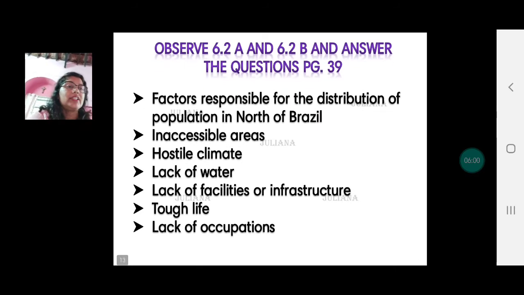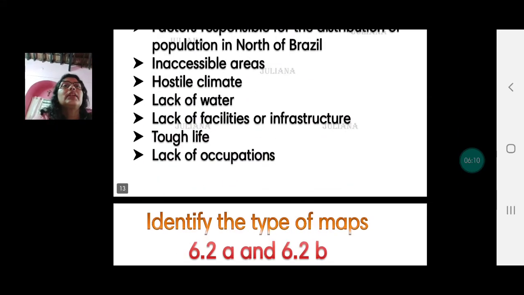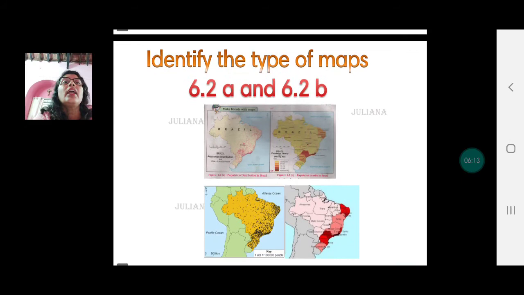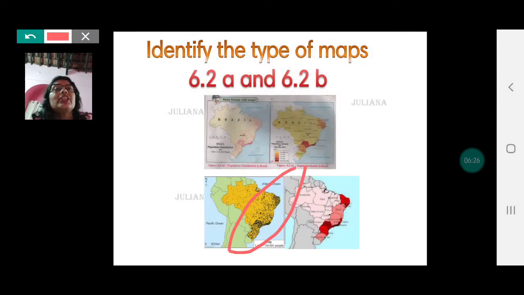Now we come to the activity on page number 39. There are two maps given, 6.2a and 6.2b, and there are a few questions which we need to answer. I'll come back to this later. Now the question is, in which area is population greatly concentrated? We have just seen that in case of Brazil, most of the population is concentrated here, that is in the southeastern region of Brazil, not India, sorry.